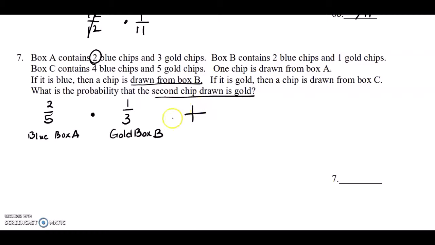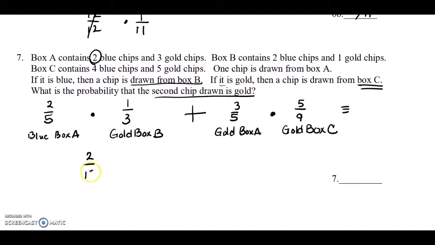Or, if I drew a gold from box A, that would be 3 out of 5. And if I draw a gold from box A, then I have to go to box C. And I'm looking for the second chip to be gold, which would be 5 out of the 9. So here I have 2 out of 15 plus 15 out of 45.